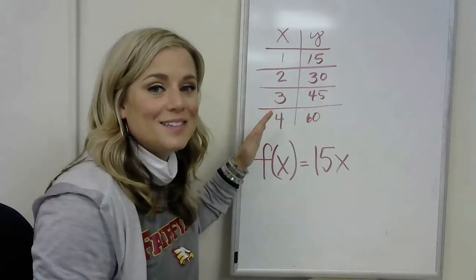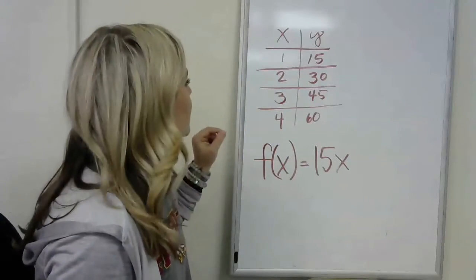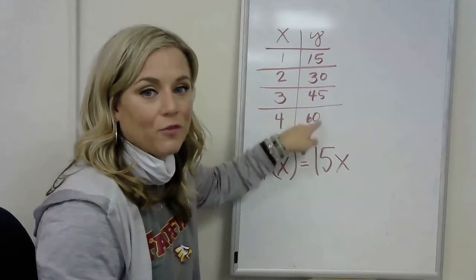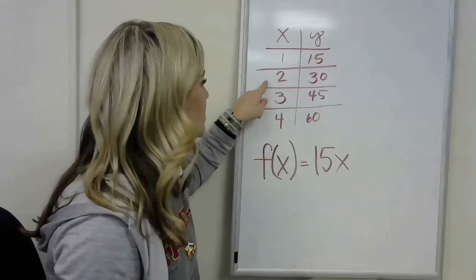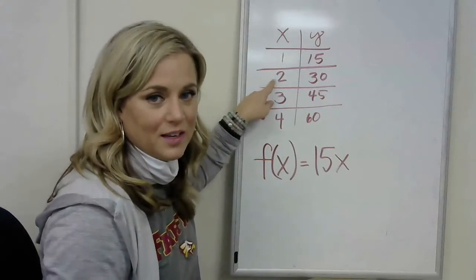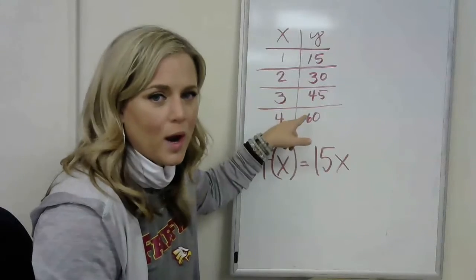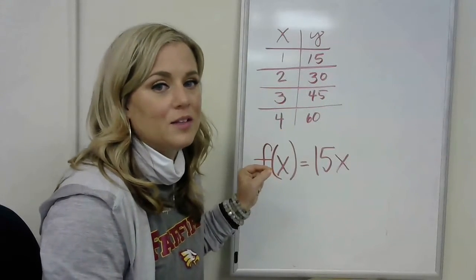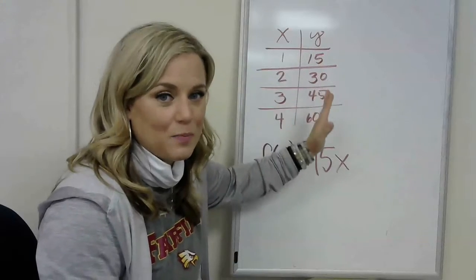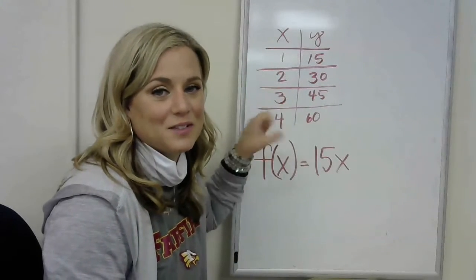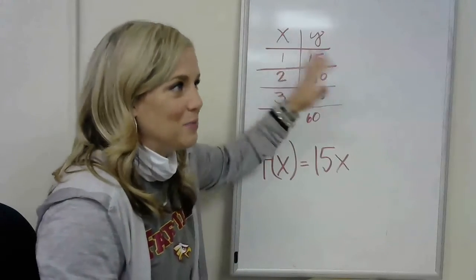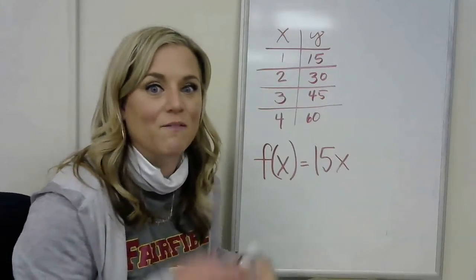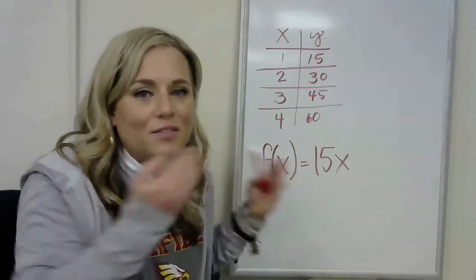Now, this is considered a function because the x is not repeating with a different y. Okay, so if I had 2 in here, if I bought 2 DVDs and it was 30, and then I had 2 in here and then it was 20, that's not a function because the y is a different output. So the y is dependent on what goes in the x. Okay, it's a function. The y is a function of the x.